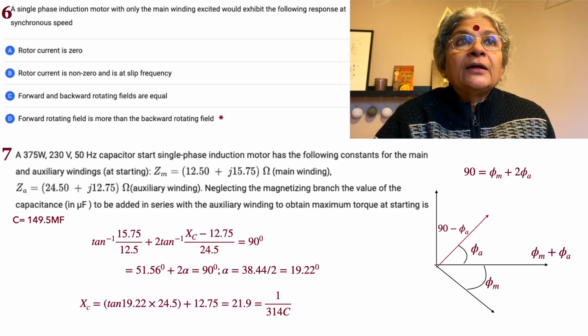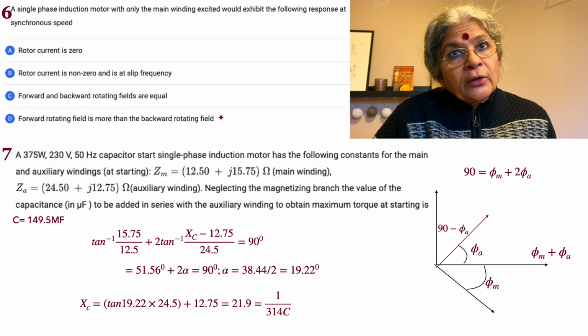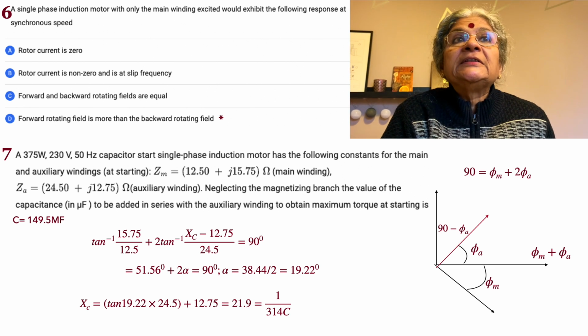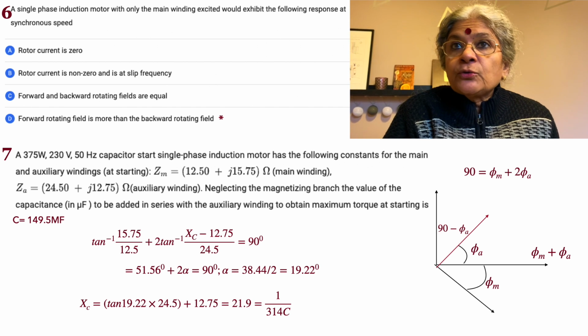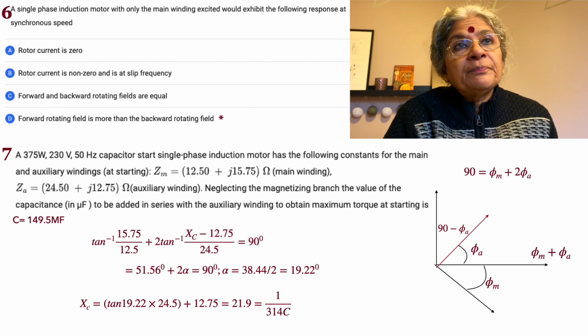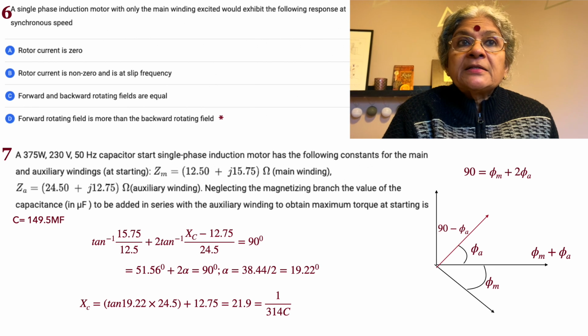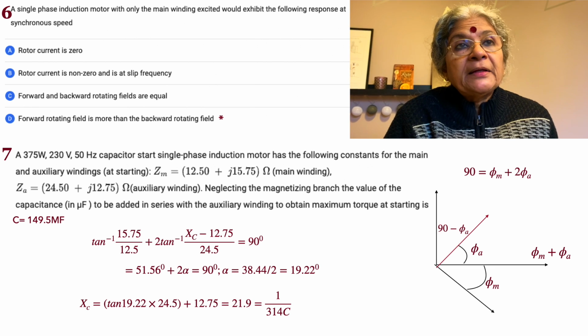Okay, so these are the angles of the main and auxiliary winding. So you can find them out, and you can see that phi a is created out of xc minus 12.75. Why minus? Because the capacitive reactance is positive, whereas the inductive reactance is considered negative. Okay, so as simple as that.